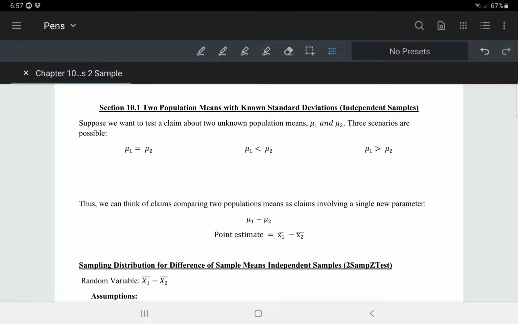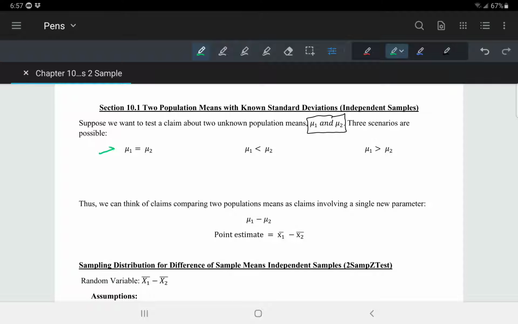Let's suppose that we want to test a claim about two unknown population means. Call that mu1 and mu2. Now there are three things that can happen. It's either going to be that mu1 is equal to mu2, or mu1 will be less than mu2, or it could be that mu1 is greater than mu2.